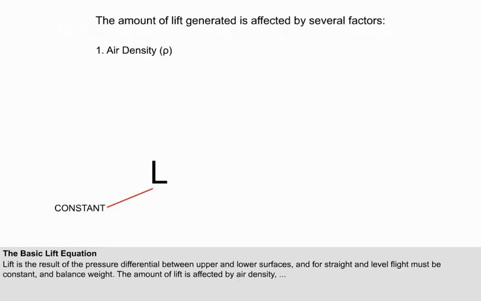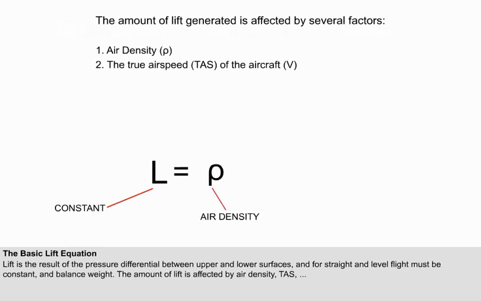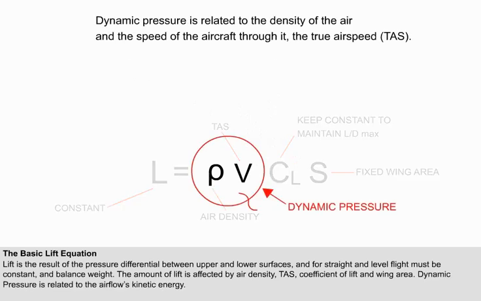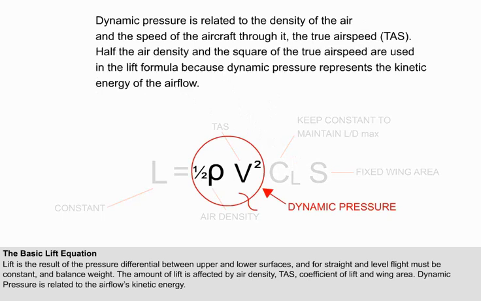First, air density, denoted by the symbol ρ. Next, the aircraft's true airspeed, or TAS, enters the equation as v. The next factor is the coefficient of lift. The final factor is the wing area. Dynamic pressure depends on air density and TAS, and is related to the kinetic energy of the airflow. So the formula is based on half the density and the square of the TAS.